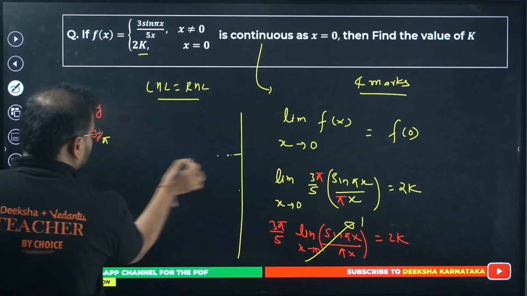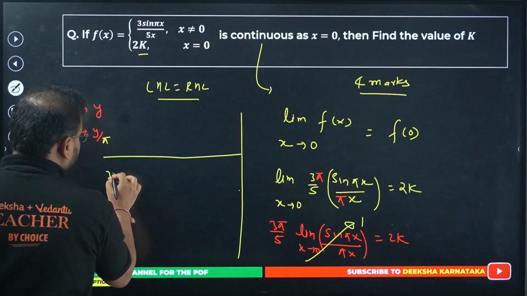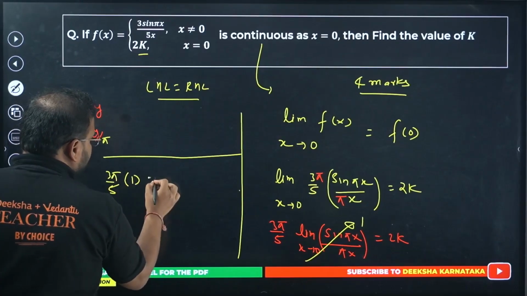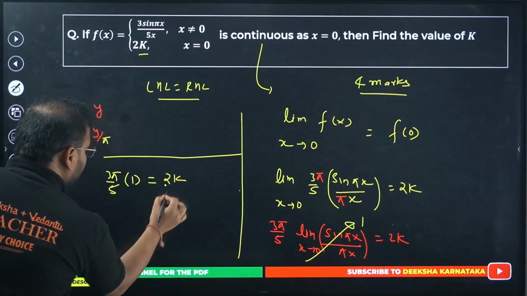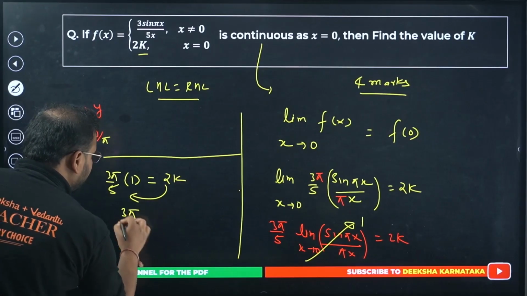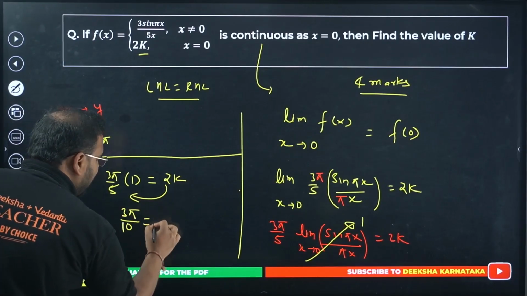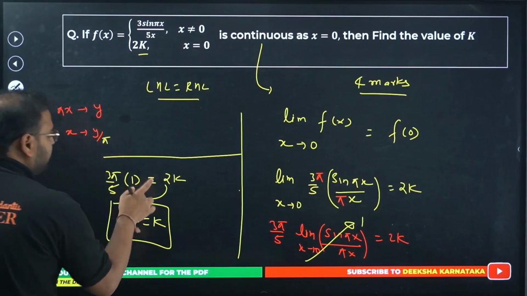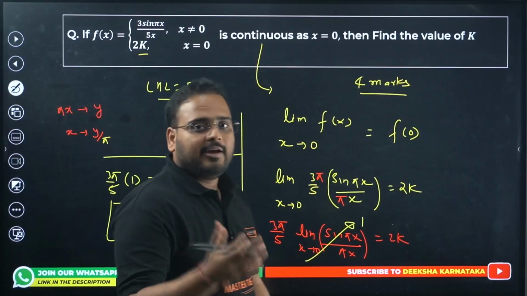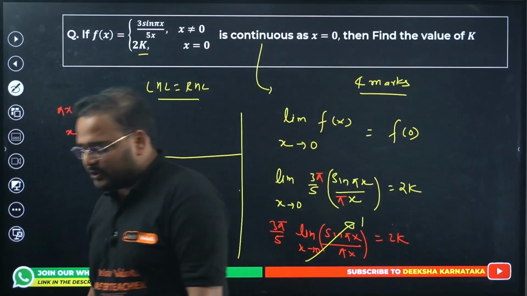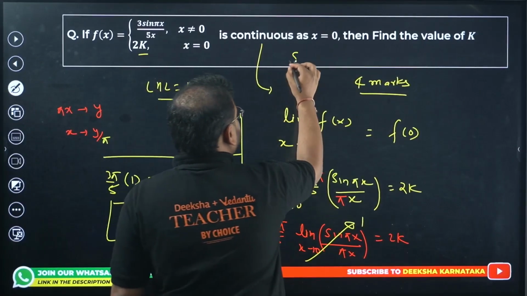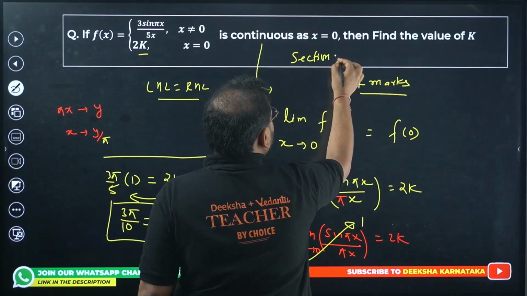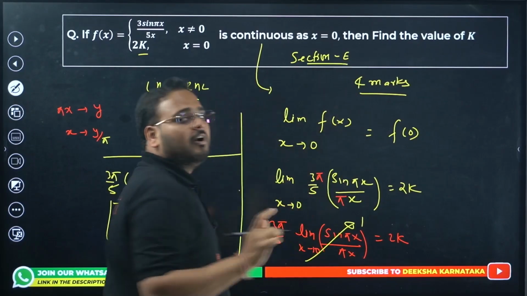Hence my answer can be concluded as 3/5 into 1 equals 2k. I need to find the value of k, so I'll move this 2 to the other side. 3/5 into 1/2 gives 3/10, and that is exactly the value of my variable k, worth 4 marks. The k value is 3/10. This question comes in Section E.